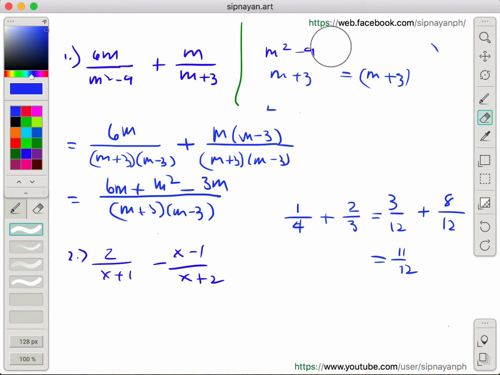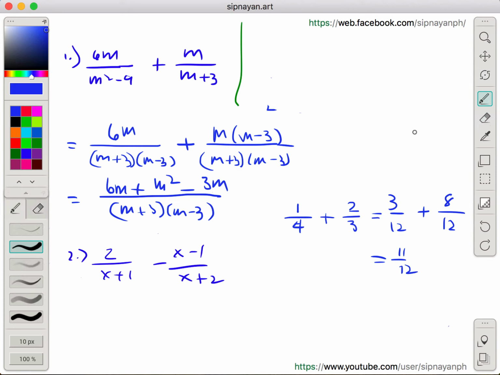Which means that pwede pa natin i-simplify ito, no? Usually, pag nagsosolve tayo, ang mga exponent ay in decreasing order. No? So, unahin muna natin ito. So, m squared, and then meron tayong plus 6m minus 3m. Ano ang 6m minus 3m?